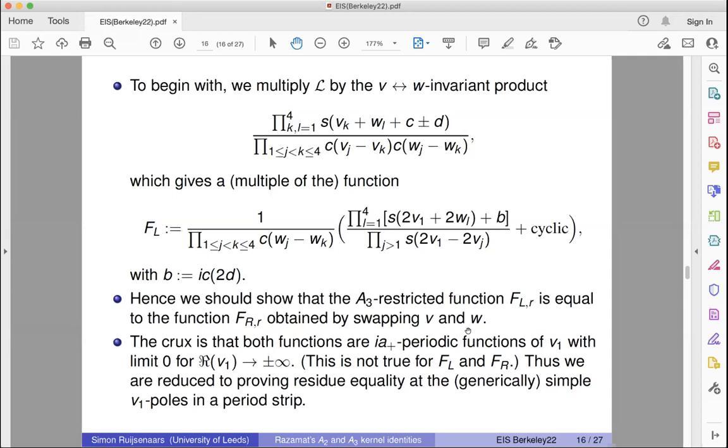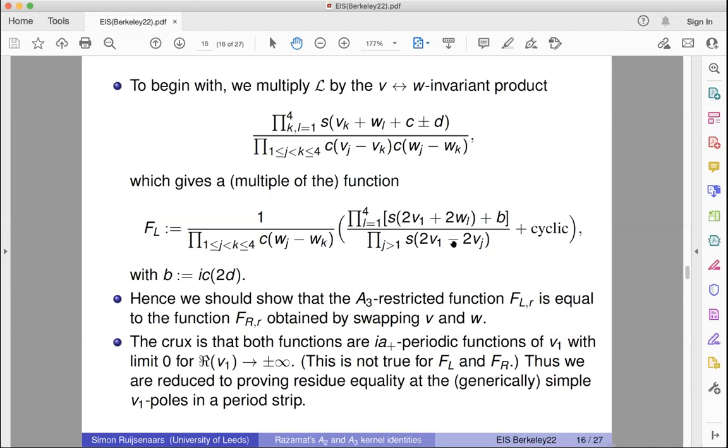Now, what is the key here is that you have actually IA plus periodic functions of V1, and they have limit zero when you take the real part of V1 to plus or minus infinity. Again, this is one way to see it. It's not true if you would not have this restriction. You can see that already right away here, because you have four of these two V1 factors, and here you have only three in that case.